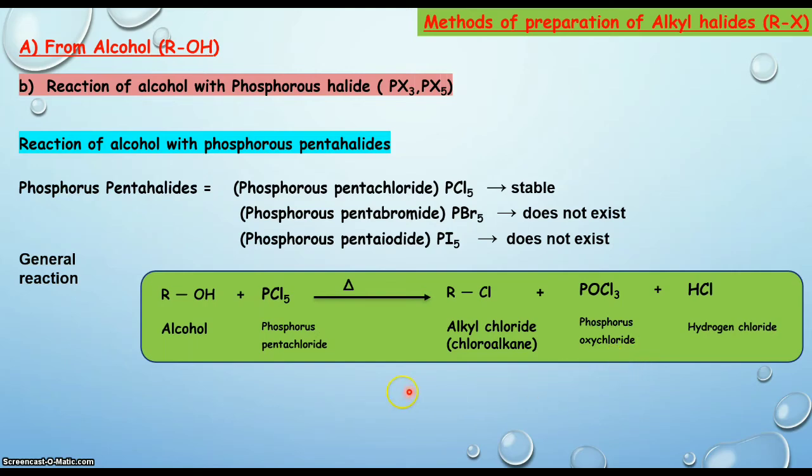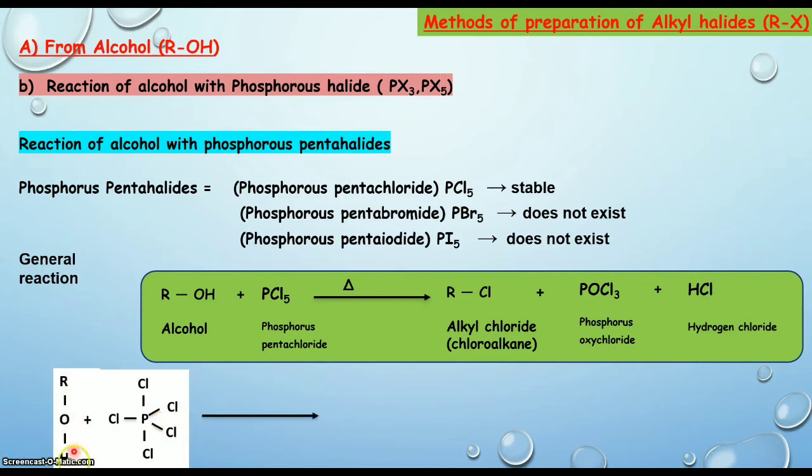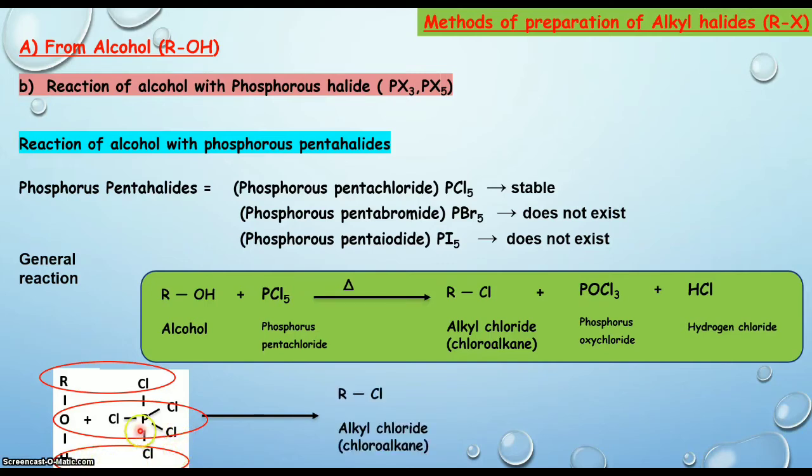Let us see one simple trick to understand the product from the reactant. Here is the phosphorus pentachloride and this is alcohol R-OH. So here is our first product, that is alkyl chloride. This is our second product, that is phosphorus oxychloride, and the third product, that is hydrogen chloride. This is the shortcut way to understand the product from the reactant. But it is very important to understand the mechanism of this reaction to understand the chemistry behind each reaction.